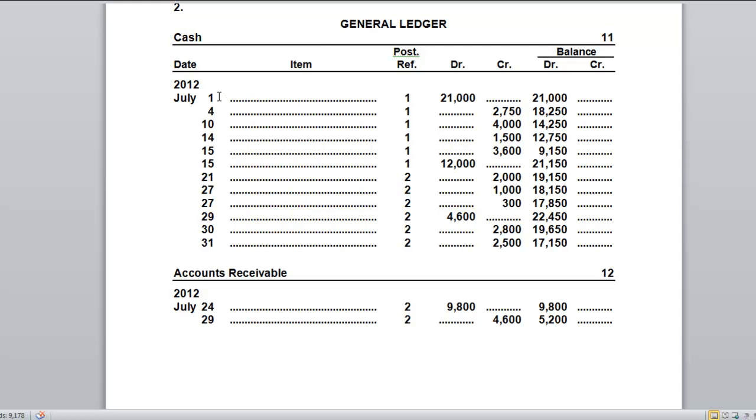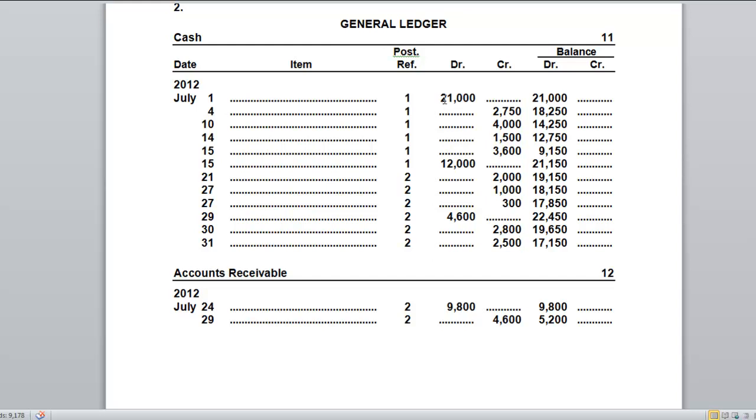So from the journal, we take the date. We take the page of the journal here. This was from the first page of the journal. The first thing that happened, remember, was we received $21,000 cash in exchange for stock. Like I said before, the whole purpose of the ledger is we can see a summary of how all of the transactions affected each individual account.